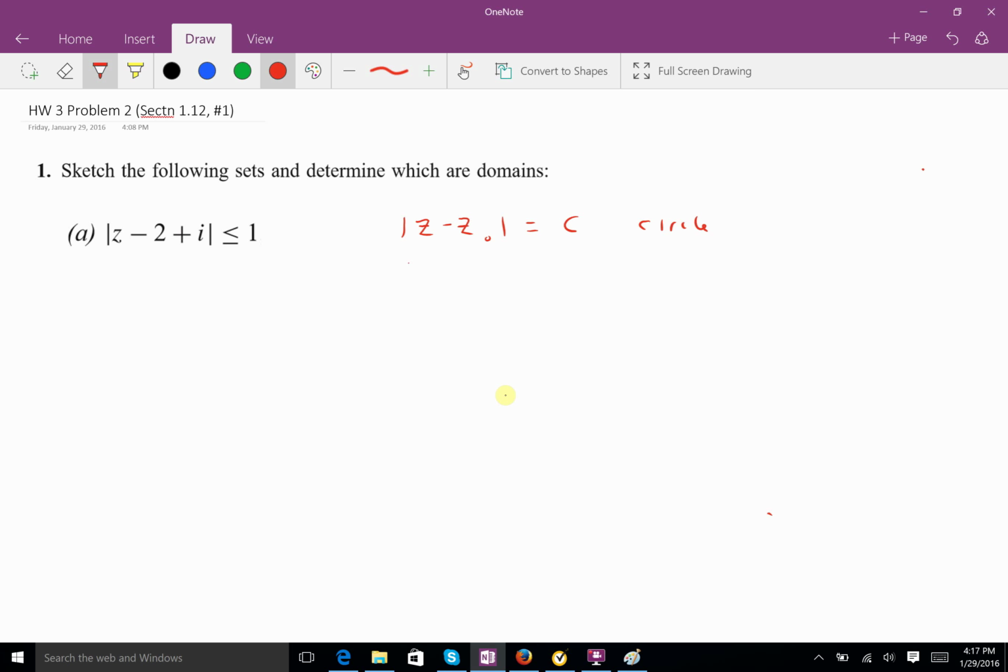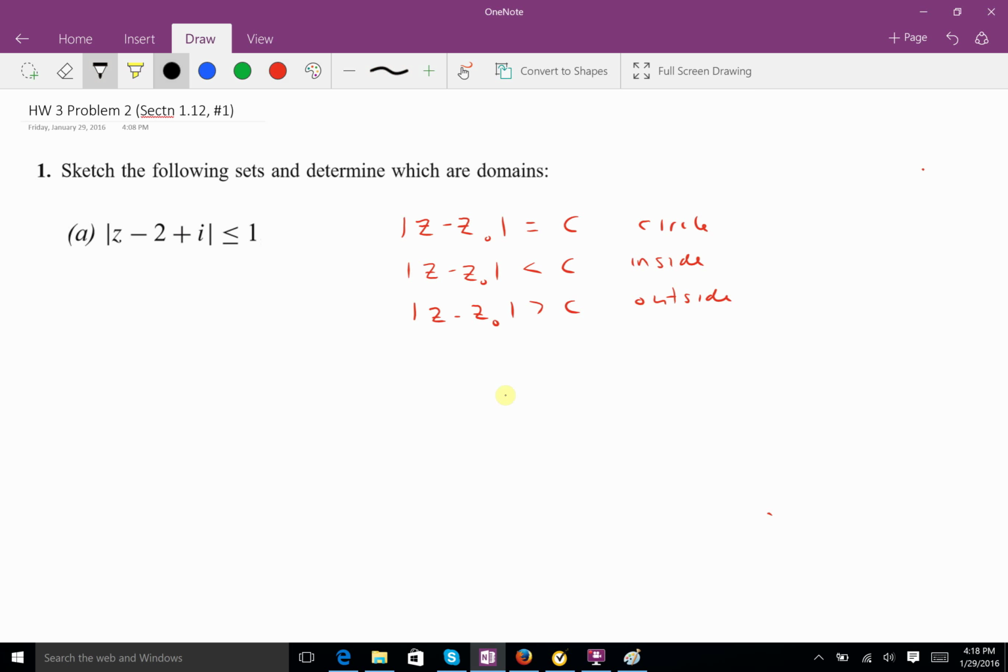Okay? If there is an inequality, this means the inside of a circle. And if it's greater than, it's the outside. Okay. So this is a circle that's centered at z₀ and has radius c. Okay, so let's go ahead and put it in this form, okay?